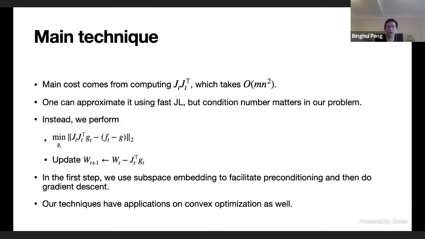And that's all of the algorithm. And finally, I remark that the technique actually can have much wider applications and can also achieve some speedup on some convex optimization problems as well.